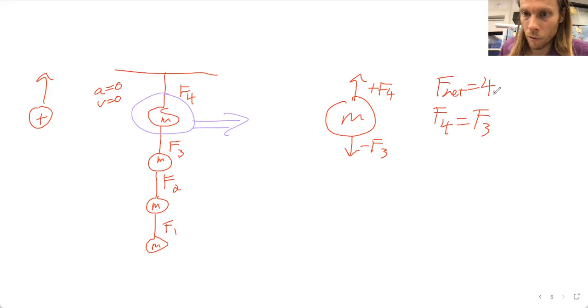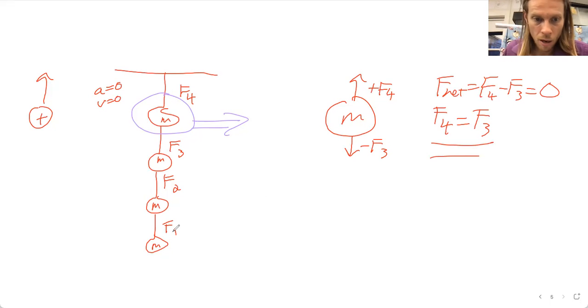F net is F4 minus F3, which is MA, which is 0. So F4 equals F3, which you just know those cancel. So in this diagram down here, we have FG. Oh, sorry. I forgot something very important. Did you see that? Wait a minute, where's gravity in this?